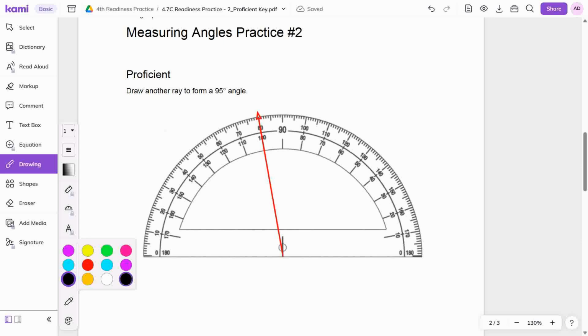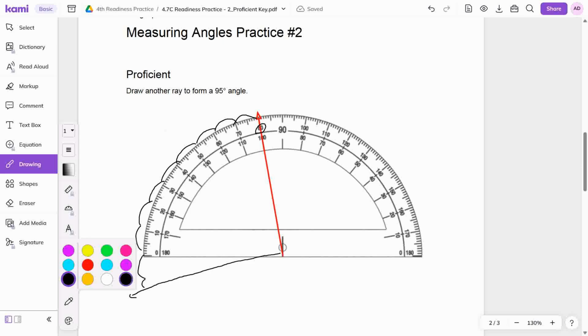Well, we can only really go one way here because look, I'm sitting here at 80 if I'm counting from the left. So if I wanted to draw my other angle over here, that's 10, 20, 30, 40, 50, 60, 70, 80. I would need to go 90, 95. I would need to go somewhere off the protractor, and that's not going to work. So let's go 95 in the other direction.